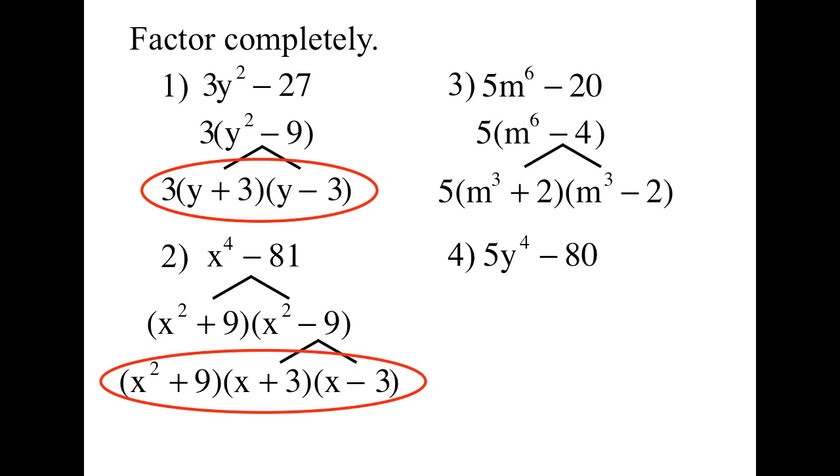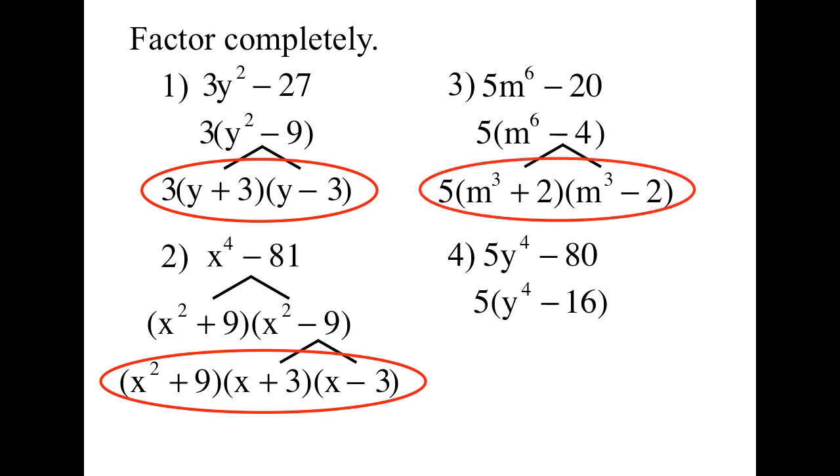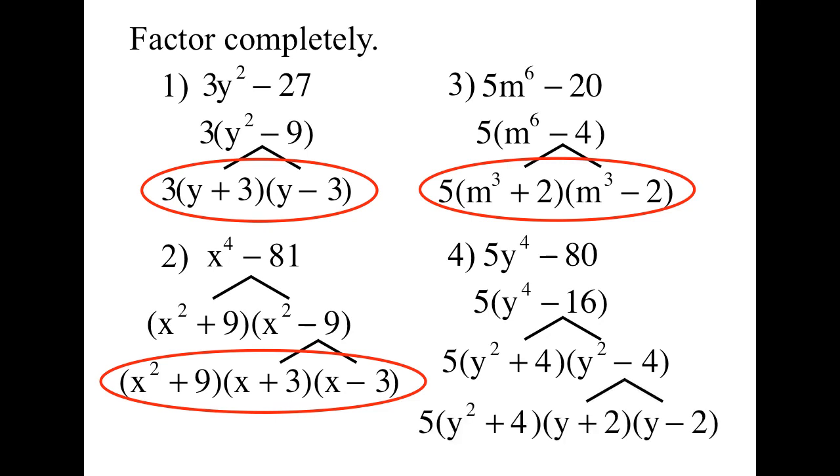Number 4, I'm going to divide out my GCF of 5. I'm left with 5 times the quantity of y to the 4th minus 16. Y to the 4th minus 16 breaks down to y squared plus 4 times y squared minus 4. Now remember, that first one doesn't break down anymore, y squared plus 4, but y squared minus 4 breaks down to y plus 2 times the quantity of y minus 2. So the final answer is 5 times the quantity of y squared plus 4 times the quantity of y plus 2 times the quantity of y minus 2.